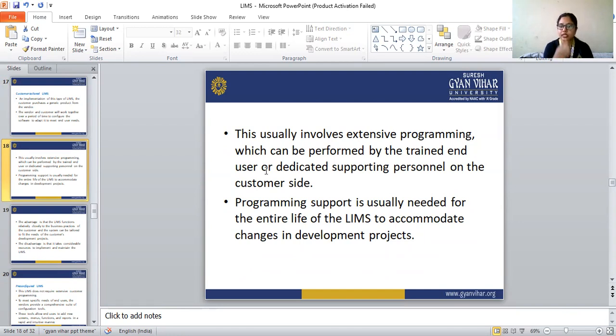Programming support is usually needed for the entire life of the LIMS to accommodate changes in development projects. As the projects change, the programming support also changes. So programming support is usually needed for the entire life of the LIMS to accommodate changes in the development projects.